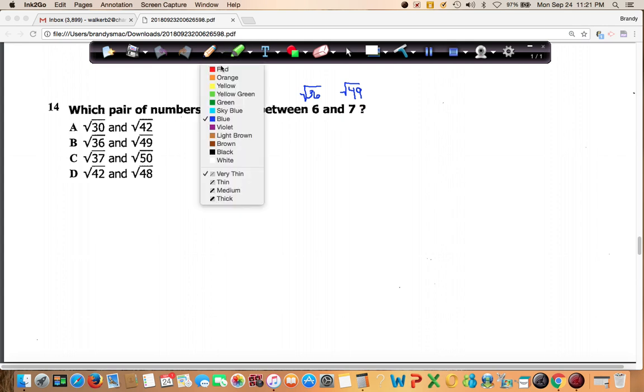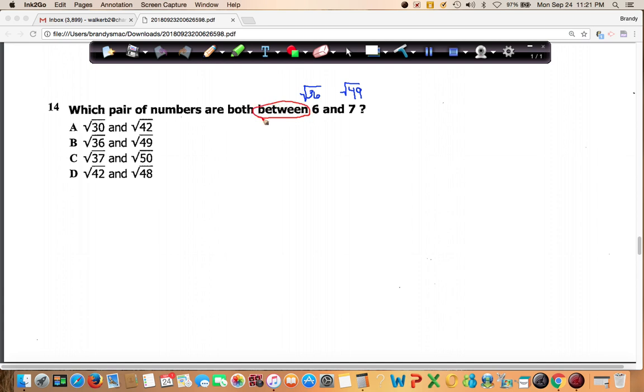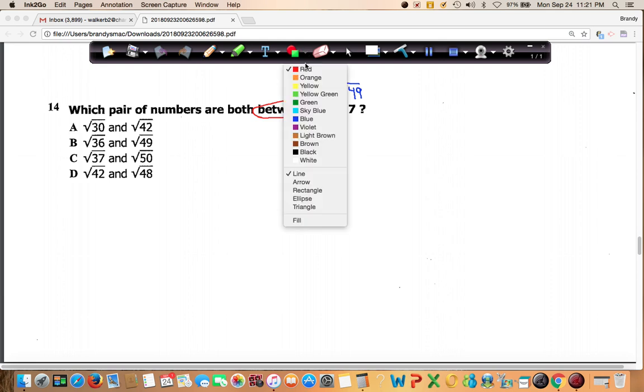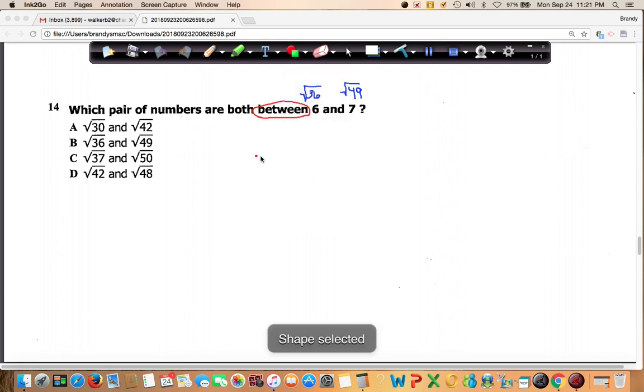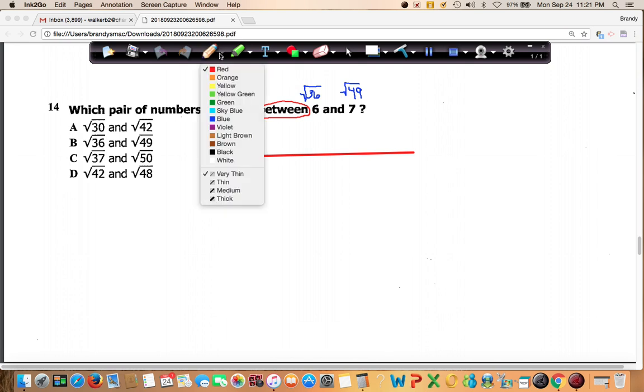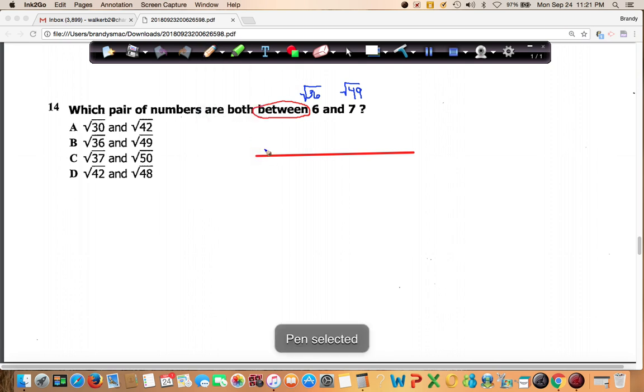So here's a key, and I actually had this question yesterday. If it says between, does that mean exact? No, it doesn't. Because they give you 36 and 49 exactly. Just like we did on number 13, if I'm talking between, that means here's 6, here's 7. I want two numbers that are between them. Not exactly 6, not exactly 7. And I don't care where they are, but they have to be between these.